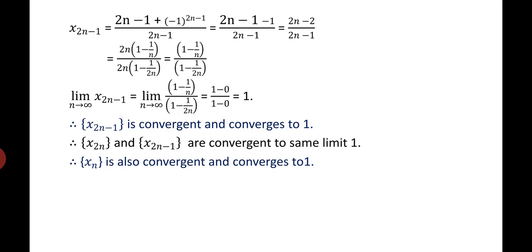So on simplification this gives me 2n minus 2 divided by 2n minus 1. After taking 2n outside, I get 2n into 1 minus 1 by n divided by 2n into 1 minus 1 by 2n. The 2n gets cancelled. Later on, we apply the limit as n tends to infinity, and x2n minus 1 is equal to 1. So we have proved that x2n and x2n minus 1 both converge to the same limit 1. Therefore, xn is also convergent and converges to 1.